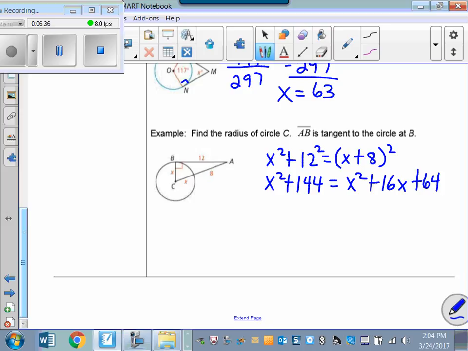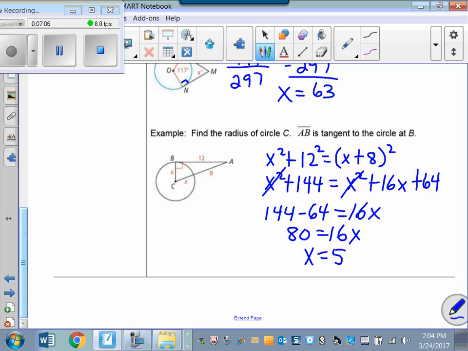Okay, and then what I want to do is get everything to one side. And it's not going to be a quadratic, you know why? Because when I subtract x squared from x squared, those are going to go away. And so I'll have 144 minus 64 equals 16x. That'll be 80 equals 16x. So x is going to be 5. So our radius is 5.